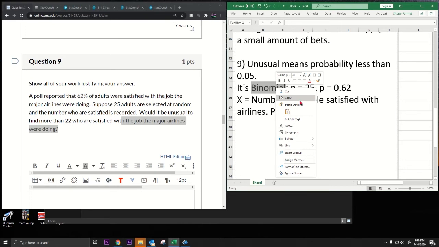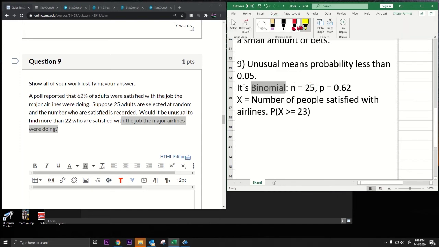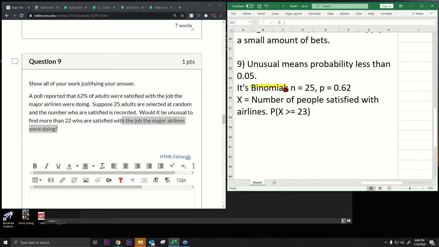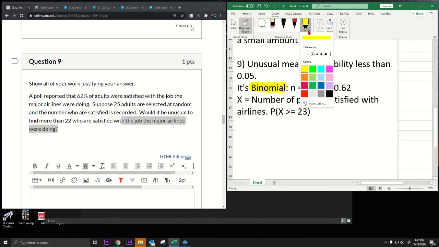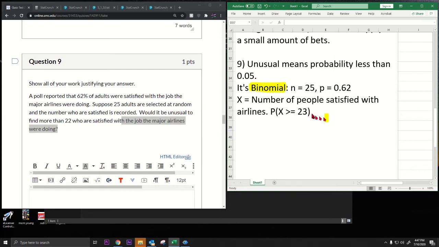How do I get yellow, man? How do I get yellow? Say it like Microsoft Word. It's kind of lame. I have to highlight it. It's binomial. Let me make this highlighter a little bit bigger right now. Okay, there we go, it's better. Let me go to select.